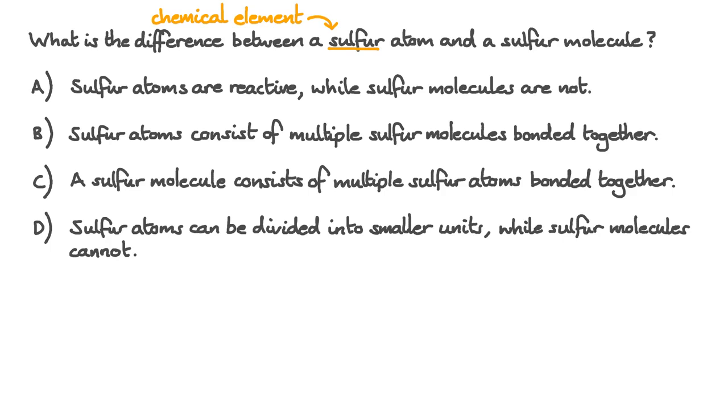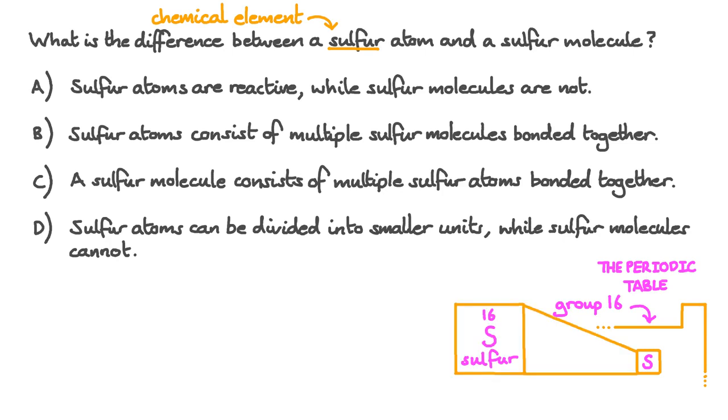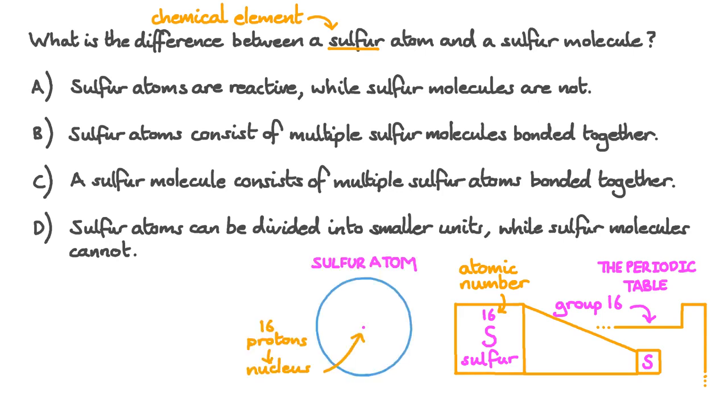The first thing we need to identify is that sulfur is a chemical element. As with all elements, we can look up sulfur on the periodic table. We find sulfur in group 16, otherwise known as group 6, just below oxygen. If we zoom in a little closer, we can see a little bit more information about the element sulfur. The number 16 in the box for sulfur is the atomic number of sulfur. That number tells us that if we have a sulfur atom, it will contain 16 protons in its nucleus.